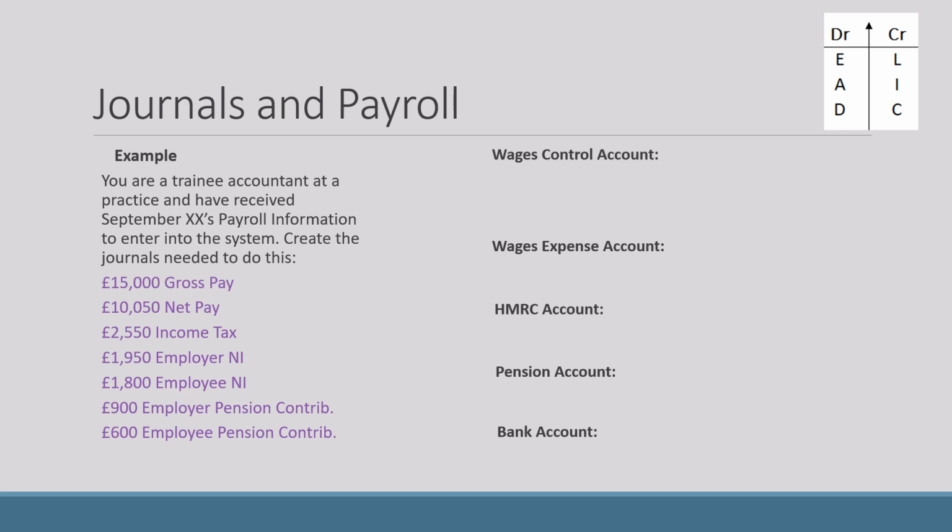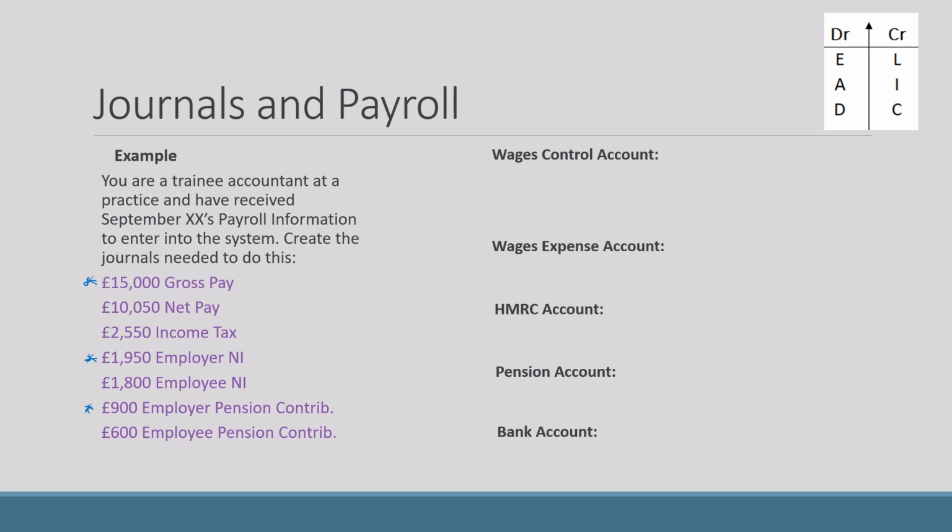Okay, so starting off then. The first thing that we're going to do is have a look at our wages expense account. Our wages expense account is the actual expense to the business of that month's payroll. What that's going to include is the total gross pay for the employees. It's also going to include the national insurance that as an employer you need to pay, and the pension contribution from your employer's standpoint as well.